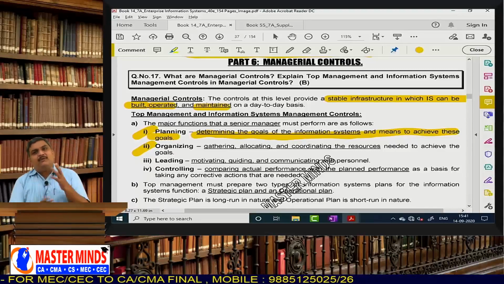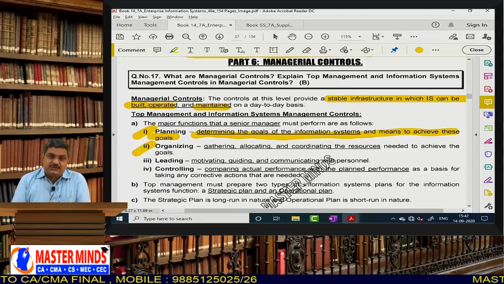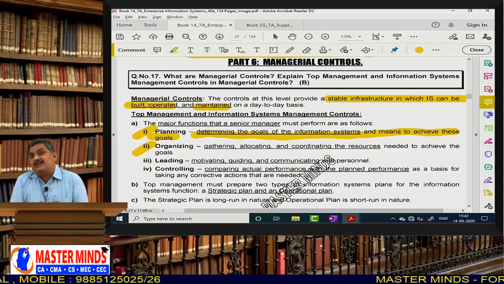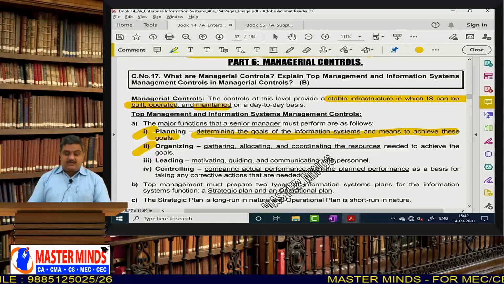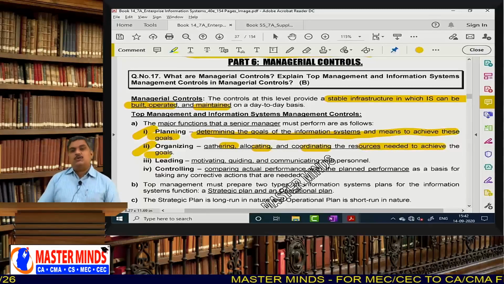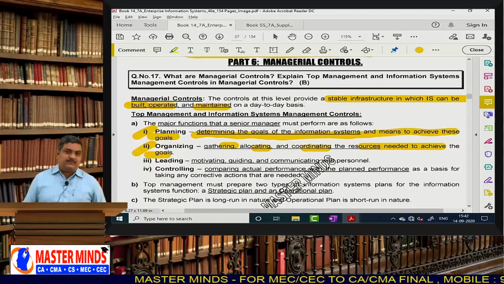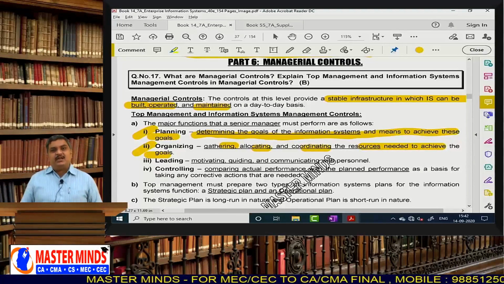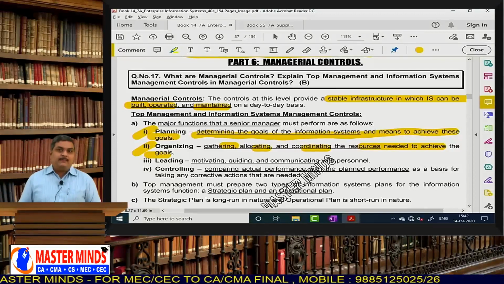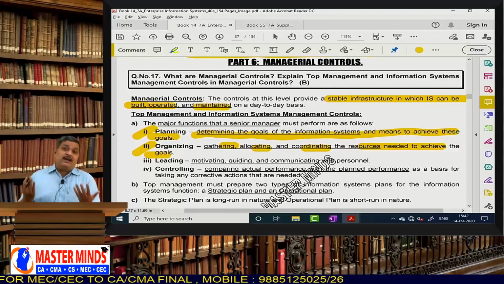So once the top level management has that idea regarding why they want an information system, they will appoint a steering committee, and that steering committee will look after the remaining things. Next comes organizing, like gathering, collecting, and coordinating the resources needed to achieve the goals. See, what is the goal? The goal of the top level management is to have an information system, because they have a deficiency: they are not having the right kind of information in their hands to take better decisions. For that, they want to develop an information system. Okay. So now what do they have to do?